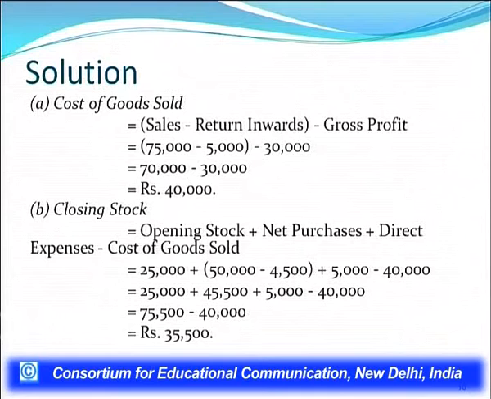So, for cost of goods sold, the formula is net sales minus gross profit, because both are given. Net sales is sales minus sales return. So, it is 75,000 minus 5,000, 70,000, and gross profit is 30,000. So, cost of goods sold is 40,000. On the basis of another equation which we know for cost of goods sold, we could find out the closing stock.